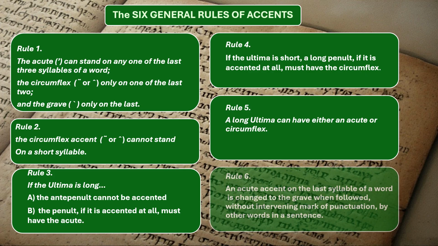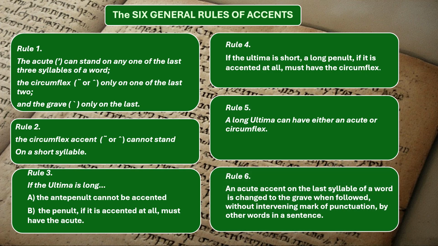And rule number 6, an acute accent on the last syllable of a word is changed to the grave when followed without intervening mark or punctuation by other words in a sentence. At this point, the student is directed to refer to your textbook, J. Gresham Machen's New Testament Greek for Beginners, pages 11 and 12, for specific examples of these rules and how they work together.